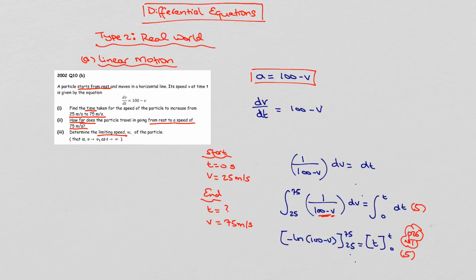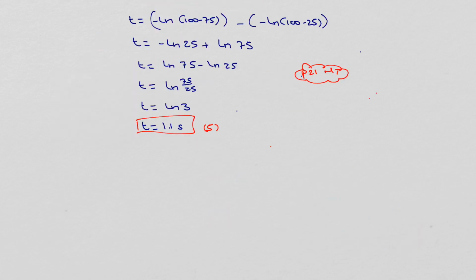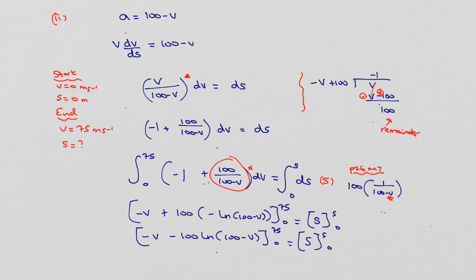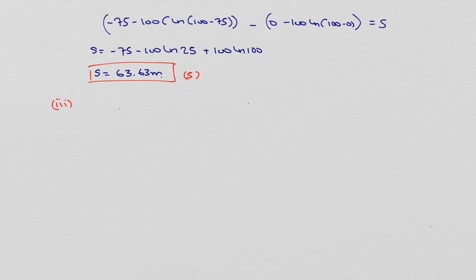And it's giving you a hint here. It's saying find the limiting speed. In other words, what is v approaching as t is tending towards infinity? So if we're looking at that, what does that actually mean? Well, what we're told is that as time is tending towards infinity and v is tending towards a velocity, that means that the acceleration is tending towards 0. And therefore, what we would have is that our dv dt must equal 0.